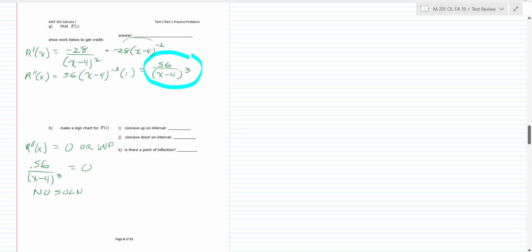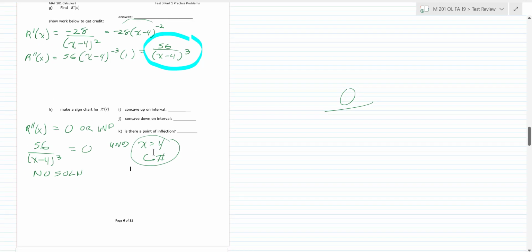It's impossible to take the number 56 and divide it by something and get 0. The only way to get 0 out of a fraction is to have 0 divided by something. So you can't do that. But we do know we're undefined. We know that we're undefined again at x equals 4. So the only critical number we would have is x equals 4, just like before.